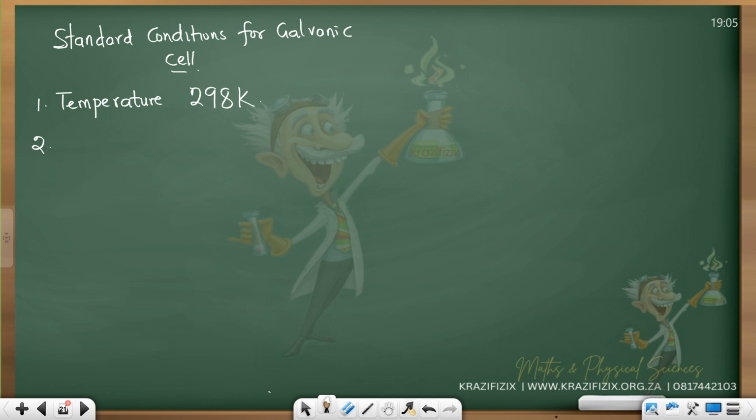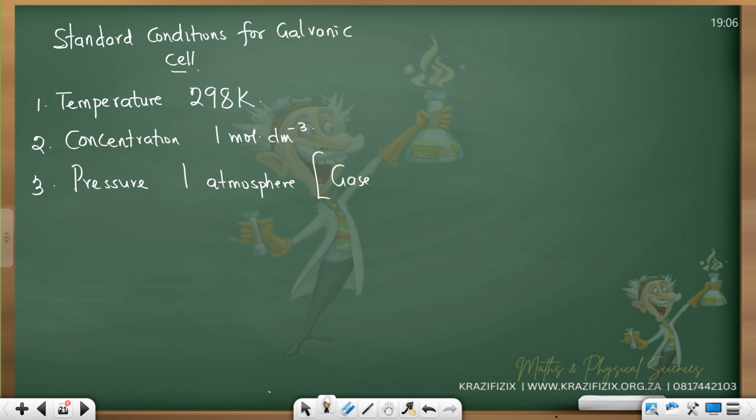The temperature. So our standard temperature is what? 298. The next one is concentration. The concentration of the electrolytes must be 1 mole per dm cube. And finally, pressure will be 1 atmosphere. But pressure is only mentioned for gases. So like the picture I showed you for hydrogen, they will ask you for standard conditions there.